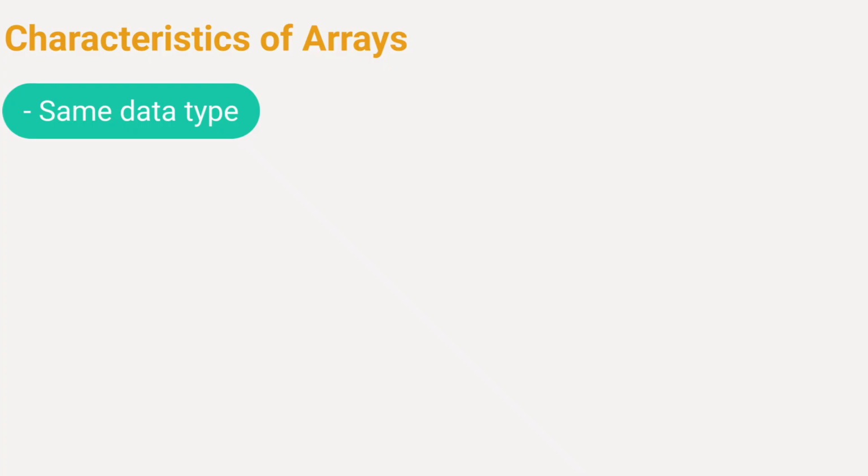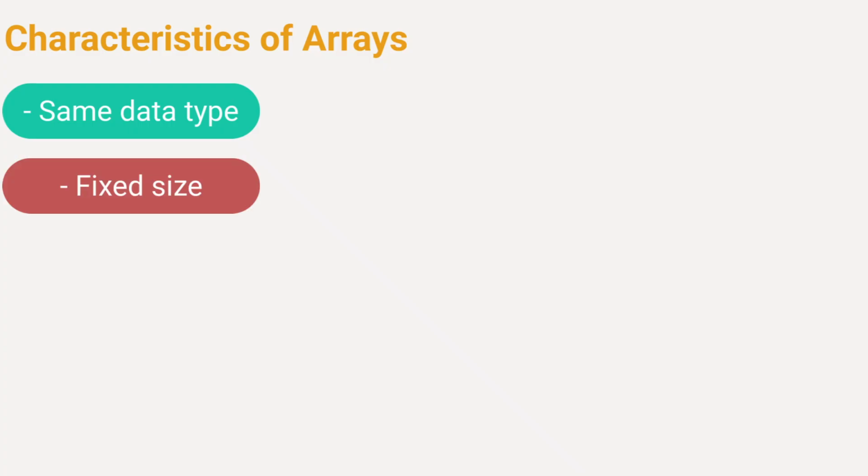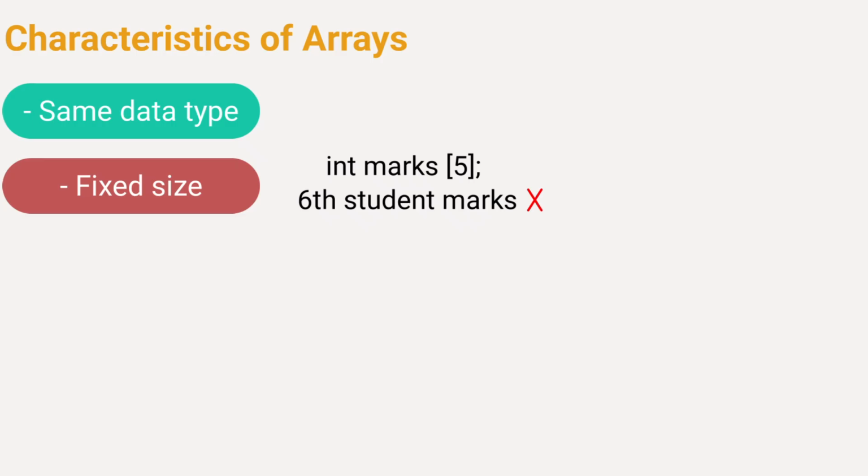Characteristics of arrays. Same data type. All elements in an array must be of the same type, for example, all integers or all floats. Fixed size. Once declared, the size of an array cannot be changed. int marks[5] means the array can store exactly 5 values. You can't add a sixth student's mark unless you declare a bigger array.